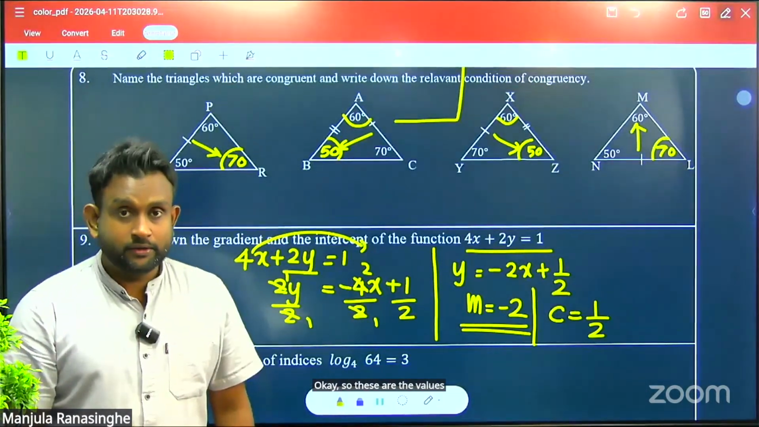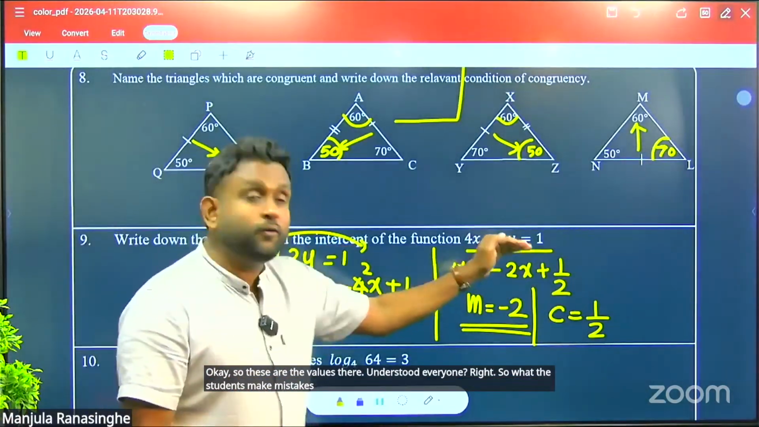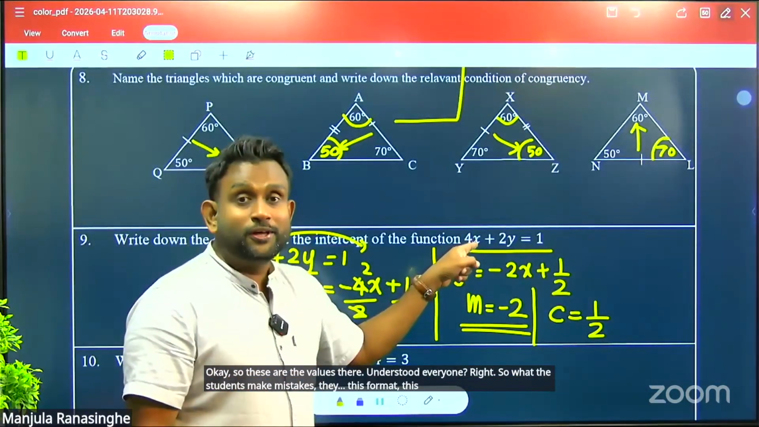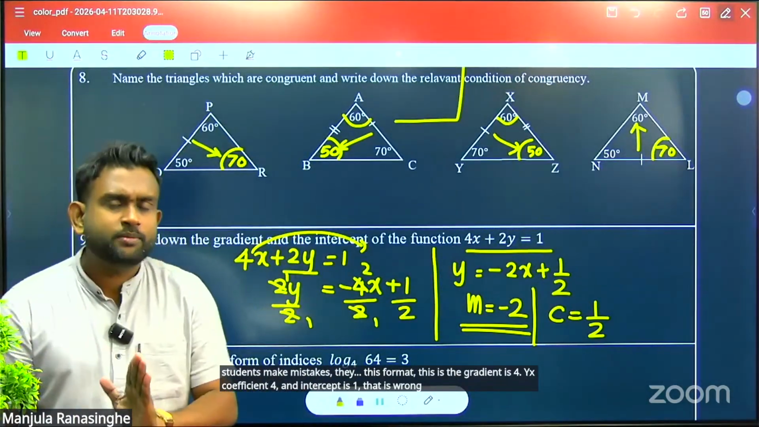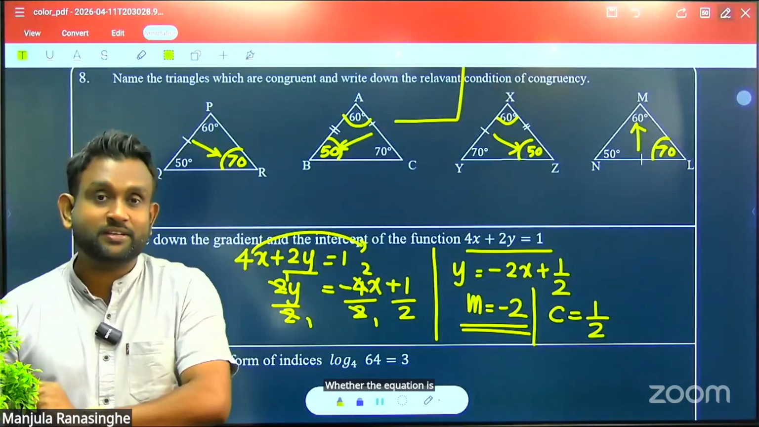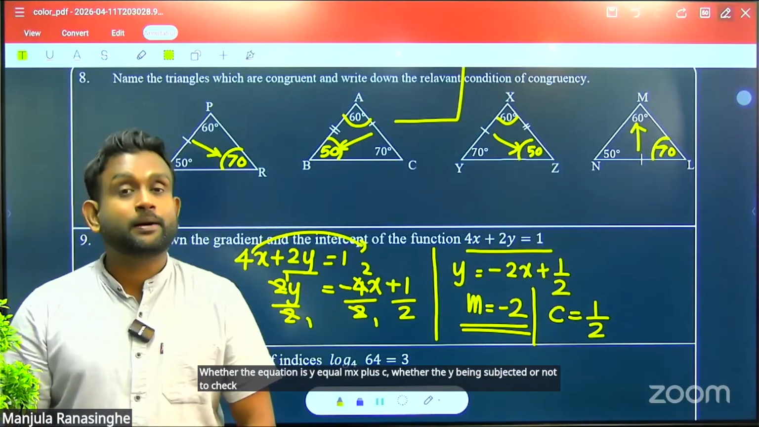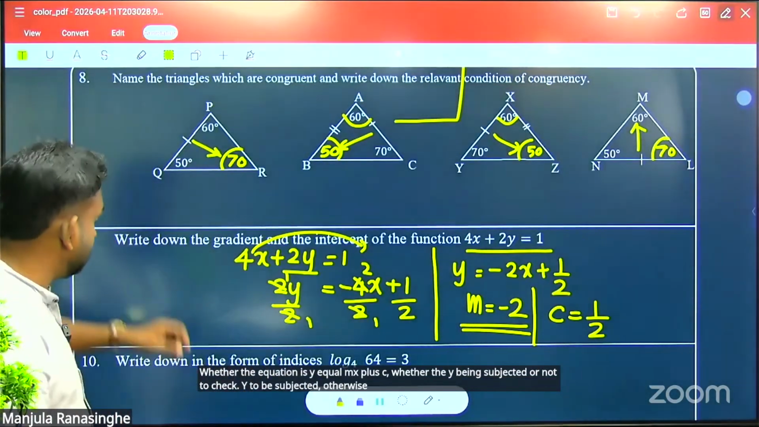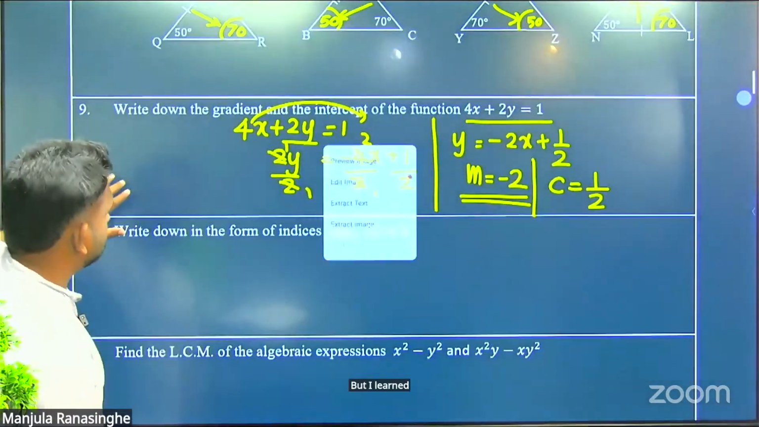Understood, everyone? What students make mistakes on is that in this format they say the gradient is 4, the x coefficient, and the intercept is 1. That is wrong. Every time, remember to check whether the equation is y equals mx plus c, whether y is the subject or not. Otherwise we cannot give it. Learn those basic concepts.